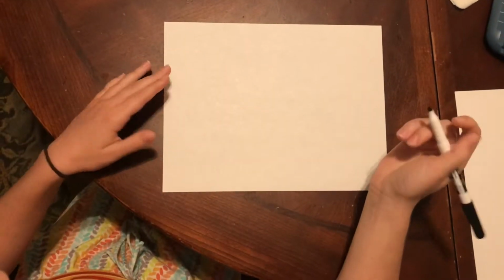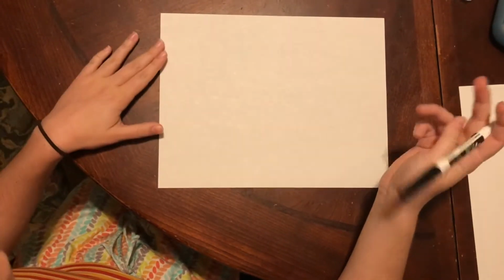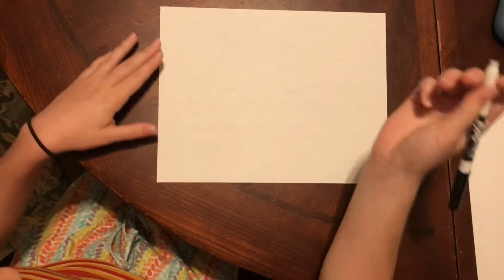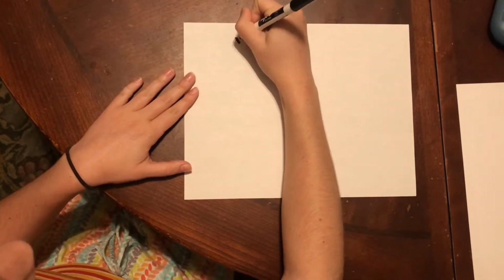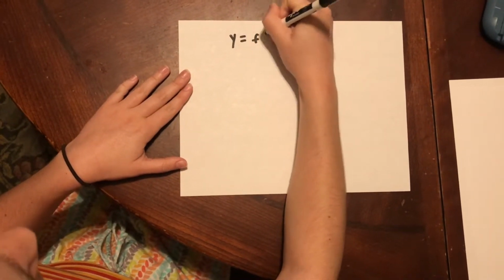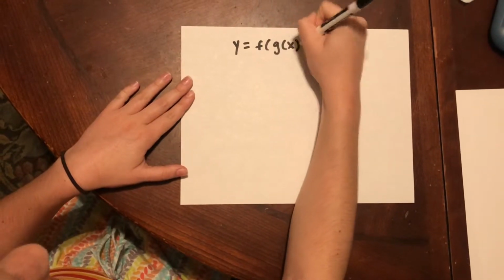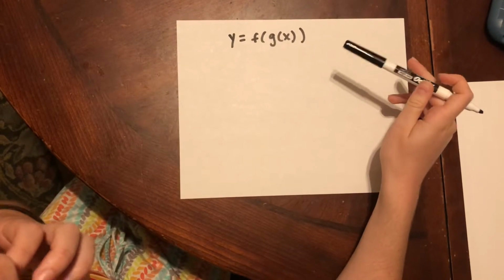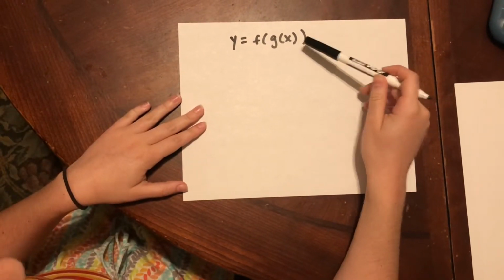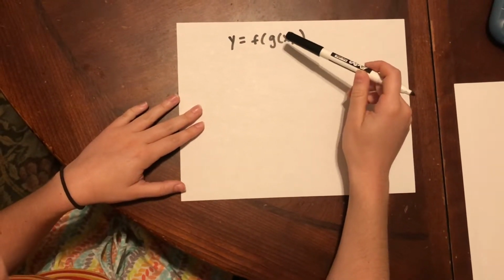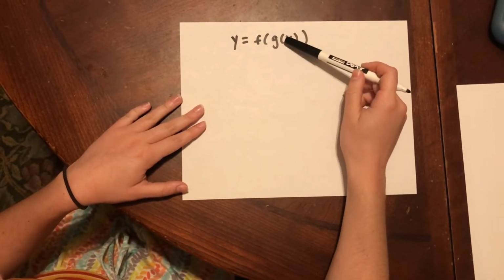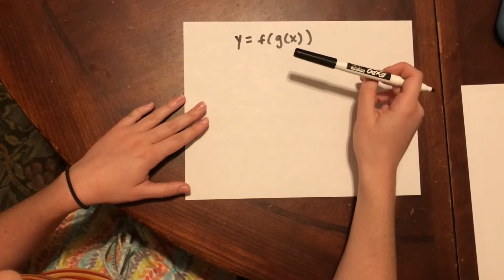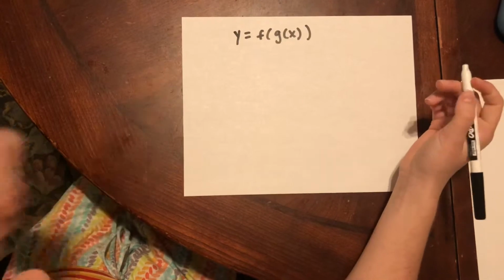Okay, so today we're going to learn about the chain rule, and it basically pertains to composite functions that look like this. So you have y equals f of g of x, which is basically the composite function. Basically what that means is the function f of x is dependent upon the value of the function g of x overall in the overall equation.